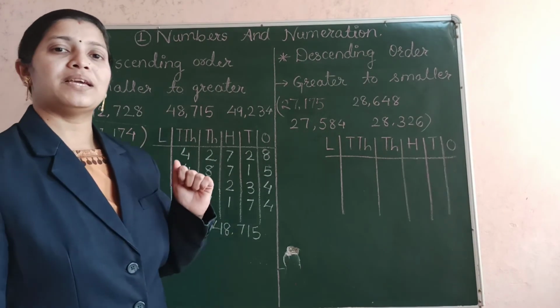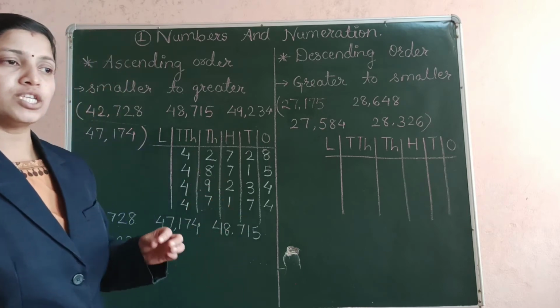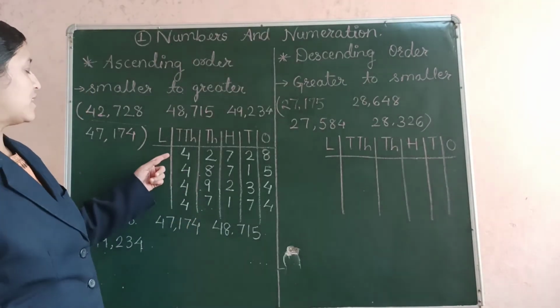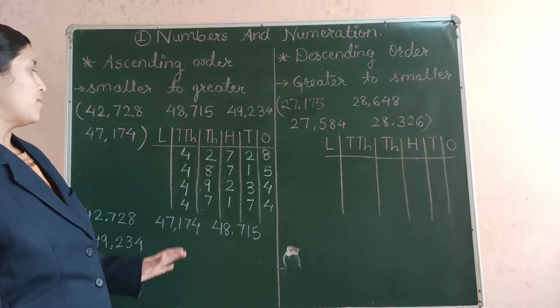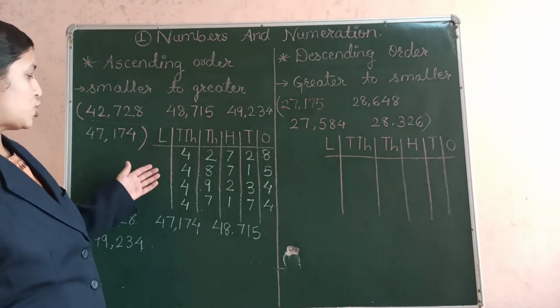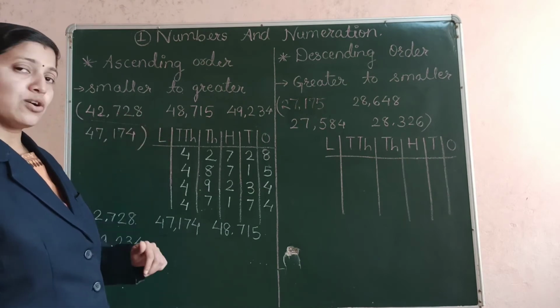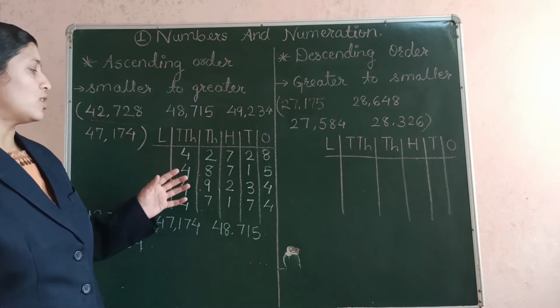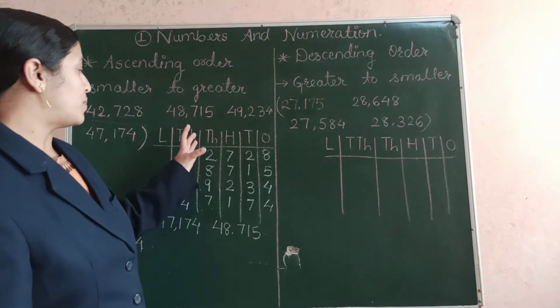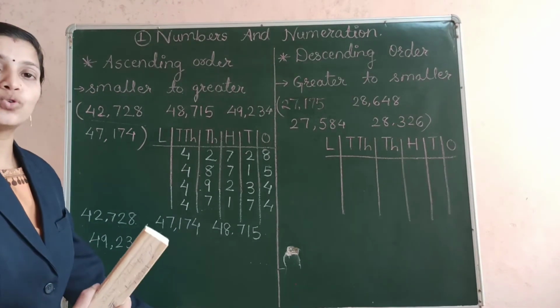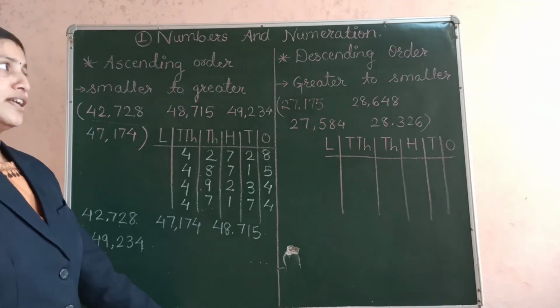The numbers may be in any digit, maybe 4 digit, 5 digit or more than that. You have to compare between the place values. If it is a 6 digit number, first you will compare between the lakhs, then you will compare between 10,000s, then 1,000s. So the digits should be different in that place value. Only then it is possible for us to compare between the numbers.